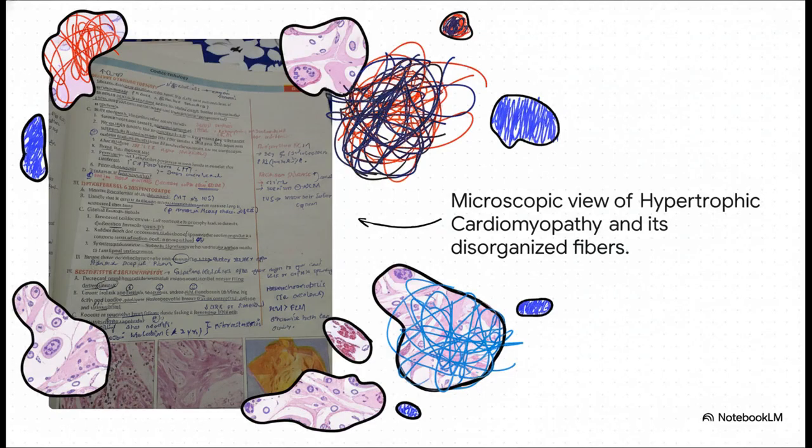If we zoom in with the microscope again, you can see exactly what that disarray looks like. See that? Instead of nice, neat, parallel lines of muscle, the fibers are just running in every direction. It's a tangled mess. So it's not just bigger muscle, it's disorganized muscle. And that's what keeps the heart from working the way it should.